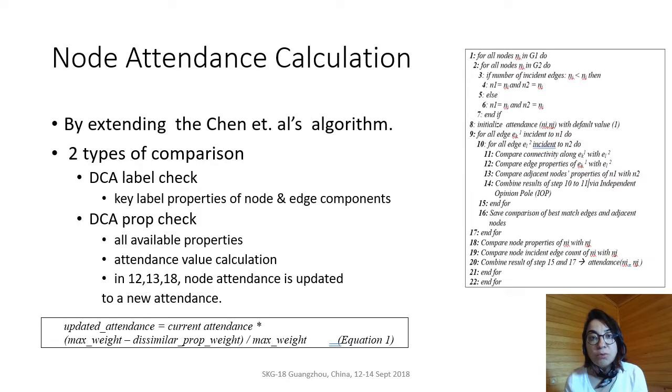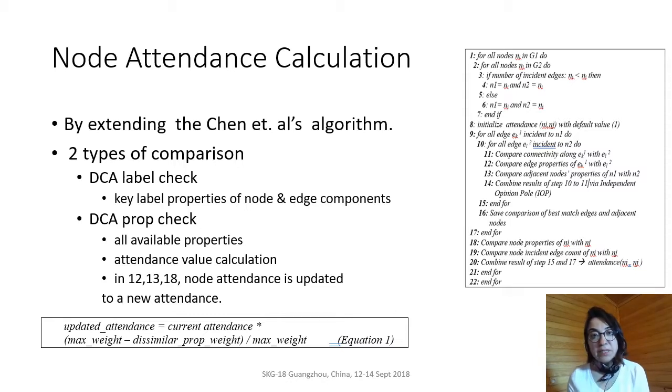The attendance value between nodes is calculated by following a similar approach from Chan's study. While comparing the nodes, we use two different comparisons, DCA label and DCA props. For DCA label, we just consider the key label properties of node and edge components. For DCA props, we consider all available properties. Node and edge values and properties are compared at steps 11 to 13, and node attendance value is computed as one result of comparison of nodes.